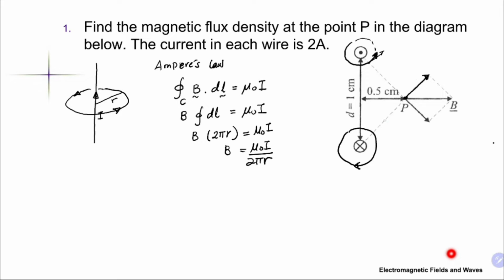So if I draw a bigger circle, clockwise, at this point here, it will be pointing in this direction. So this is my magnetic flux due to the current going out of the page, no, going into the page, and this is the magnetic flux due to the current going out of the page.